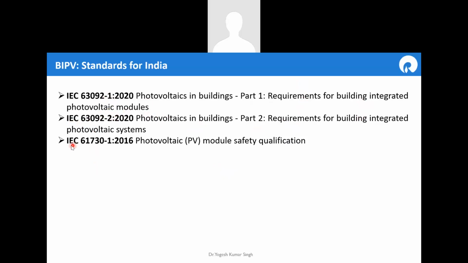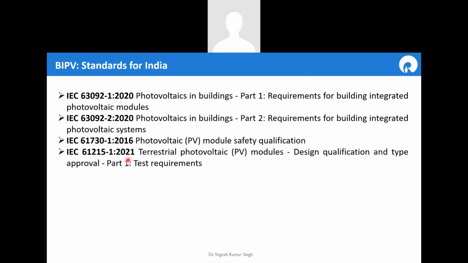The third standard is IEC 61730, which is basically used for the safety qualification of the system. So if your system is safe or not, with the help of that you can clarify whether my system is safe or not.